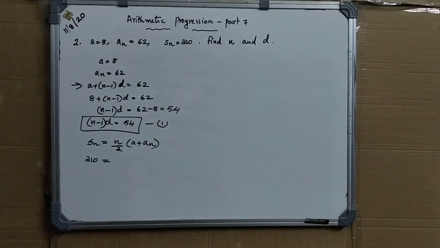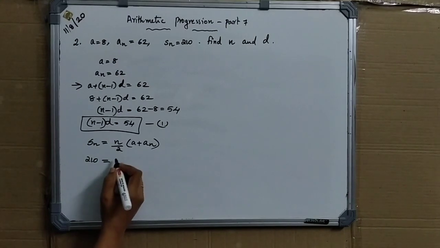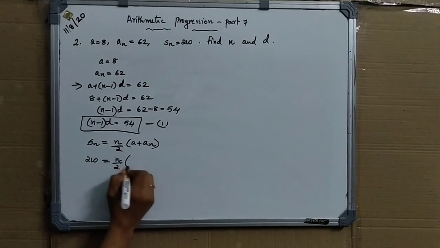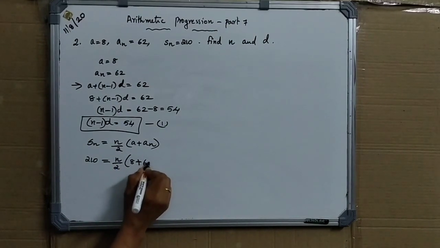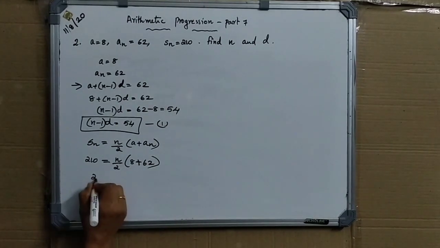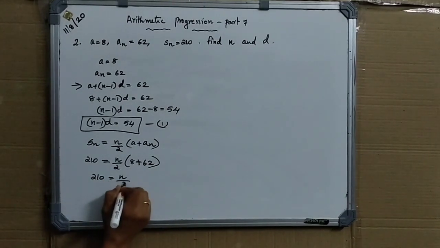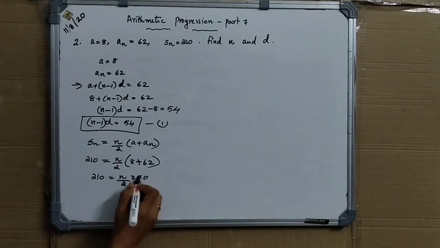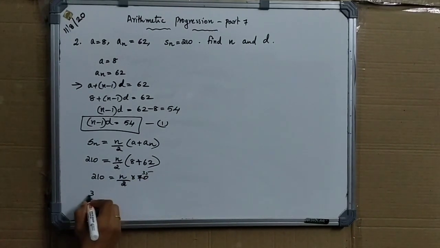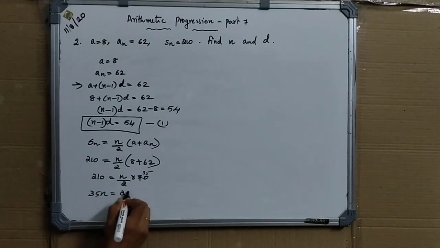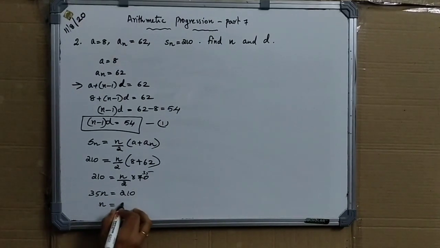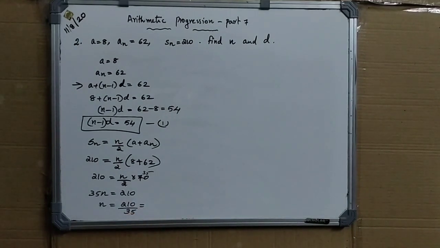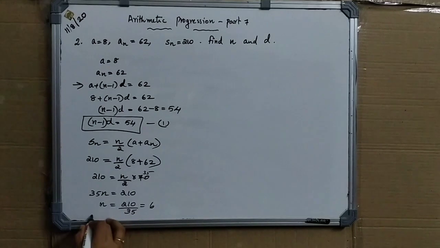So 210 equal to n by 2 into (8 plus 62). That is, 210 equal to n by 2 into 70. If you cancel this, we get 35. Now 35n equal to 210, and n equal to 210 by 35. That is 6, or n equal to 6 we get.